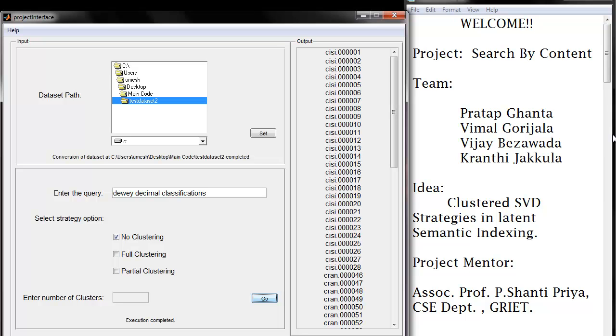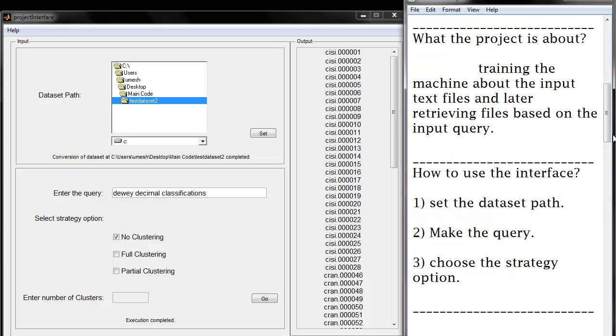This is the basic execution of the project. Now let's go into details of the project. In this project, we have trained the machine by giving some input text files, and once the machine has learned, we have retrieved the files by giving an input query. These files are characterized in such a way that all of them are nearer to the input query by some measure. We have already seen the execution of the project.